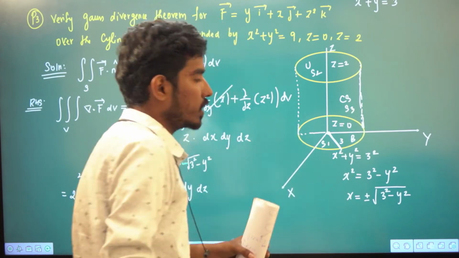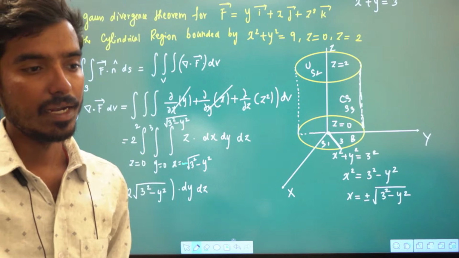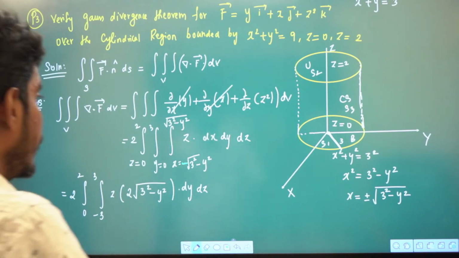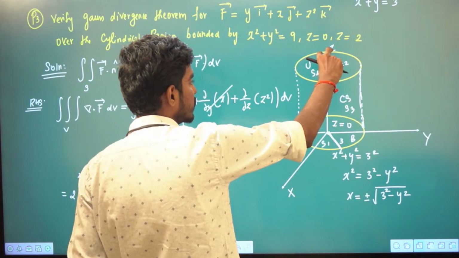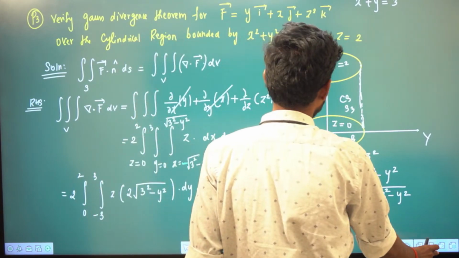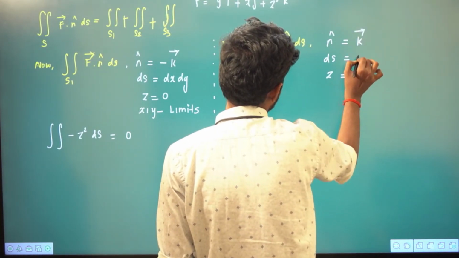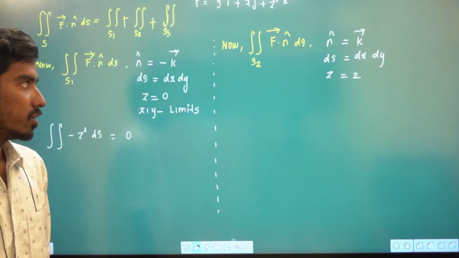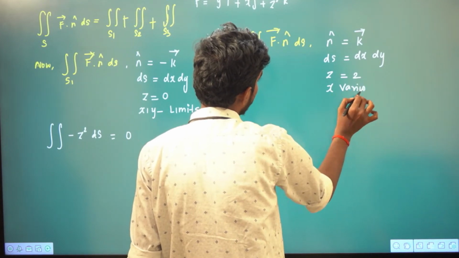This is your S2, this is your S1, and this curved surface is S3. So for the top, your n cap is nothing but k vector because that unit vector is parallel to the z axis. If it is parallel to the z axis, your n cap will be k vector, and z is 2 here. Yes or no? For this z is 2, for this z is 0. So your z will be 2. So dS is dx dy. Whenever you have k, you just put dx dy. z is 2. x varies from, y varies from.